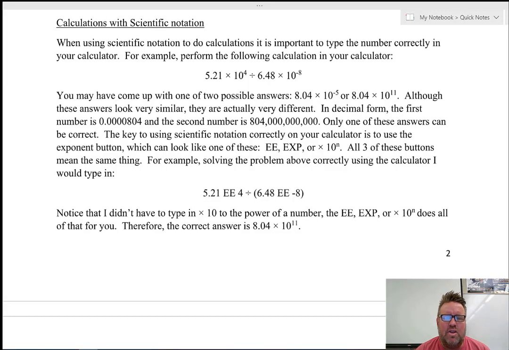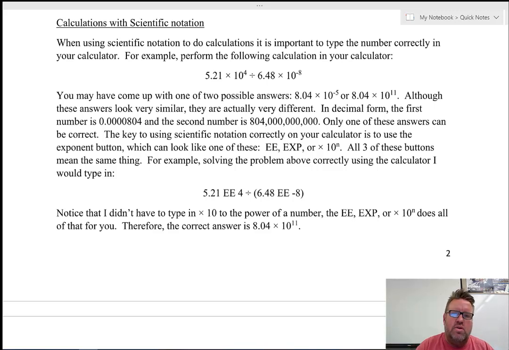Okay, today we're going to talk a little bit about how to do scientific notation on a calculator. Now, you don't have to have a fancy calculator for this class. Here's one that I use quite a bit. That's a Texas Instruments one. Here's a Casio one. Here's an even simpler Texas Instruments one.